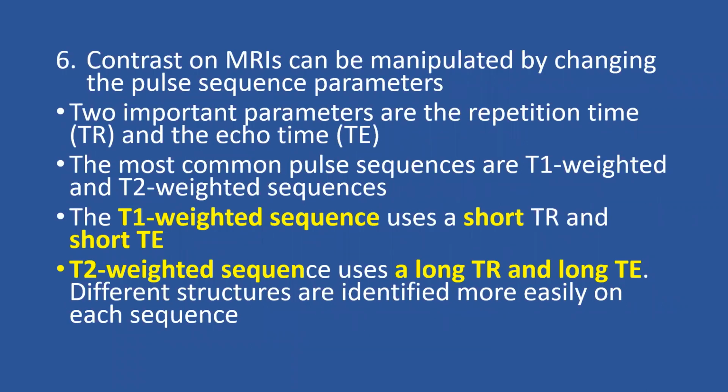Contrast on MRIs can be manipulated by changing the pulse sequence parameters and by using TR and TE, and T2 weighted images, T1. You have to know these briefly, what each one stands for.